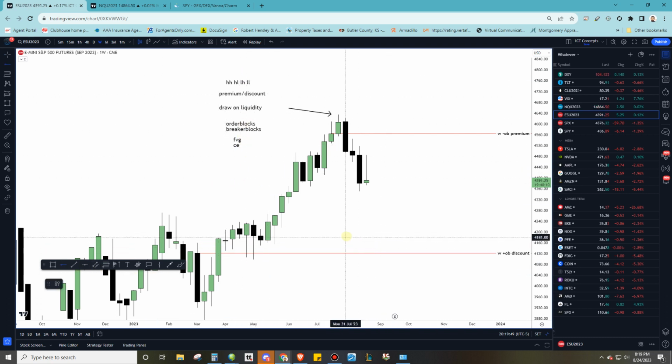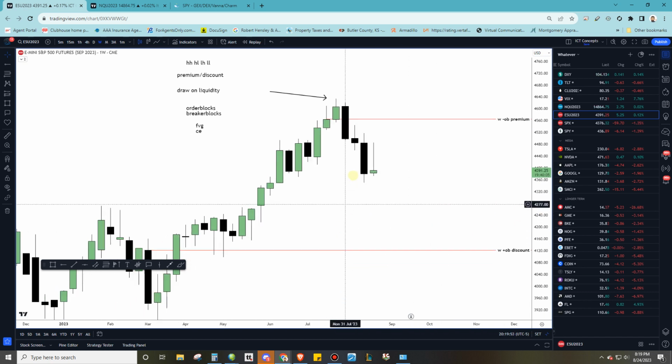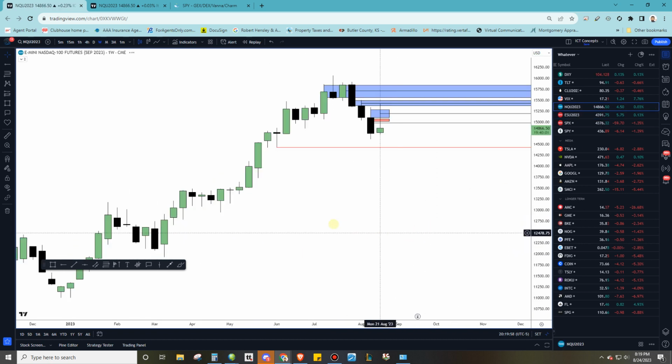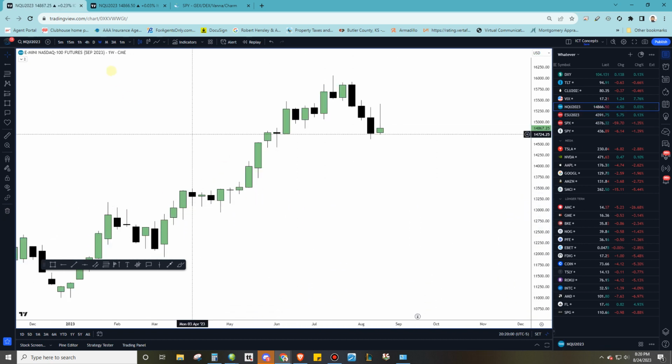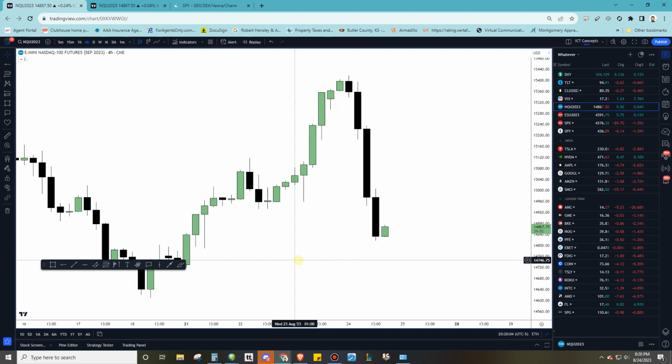Draw on liquidity is usually tied to equal highs, equal lows. So an equal high, equal low would be something like maybe that. I think it's really pronounced on NQ, 4 hour. That's kind of where we went today. Yeah, right here. So this was my key for today, was the fact that we had these equal highs, equal lows.